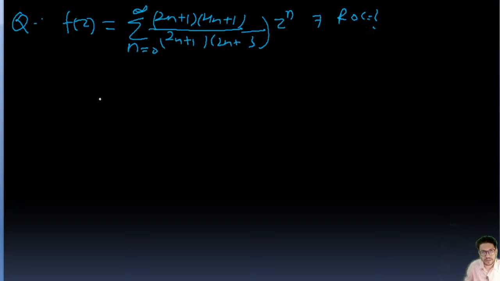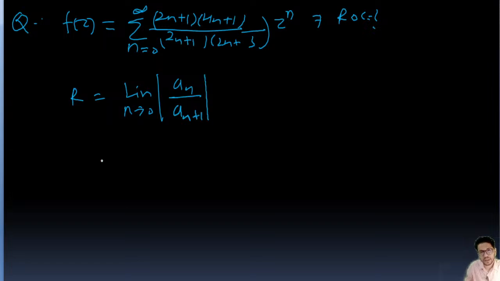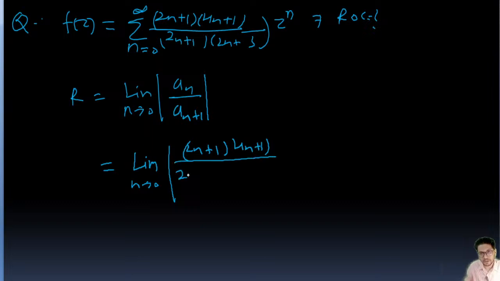How we are going to solve it? Very simple again. We know radius of convergence equal to limit n tends to infinity, mod a_n upon a_(n+1), right? I'll write directly now. This is a simple question. So the a_n value is going to be, limit n tends to infinity mod, a_n value is 2n plus 1 into 4n plus 1 upon 2n plus 1 into 2n plus 3, okay.